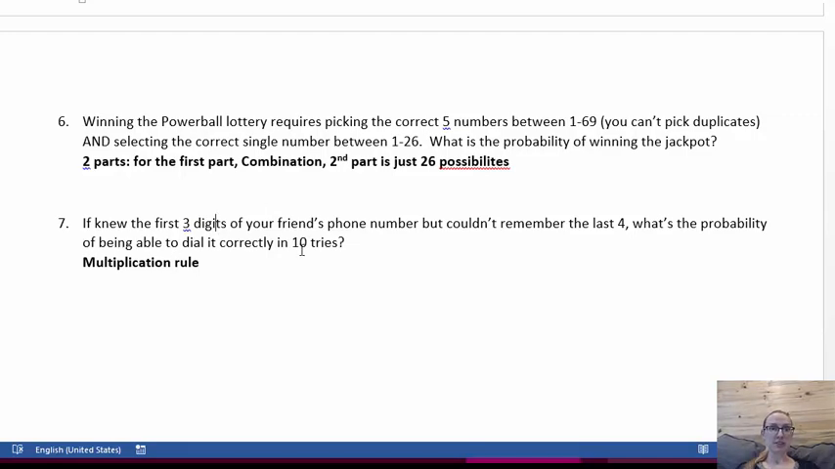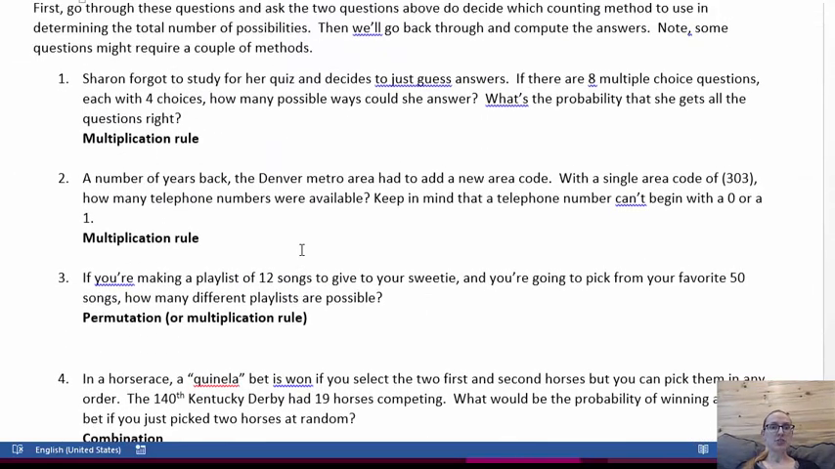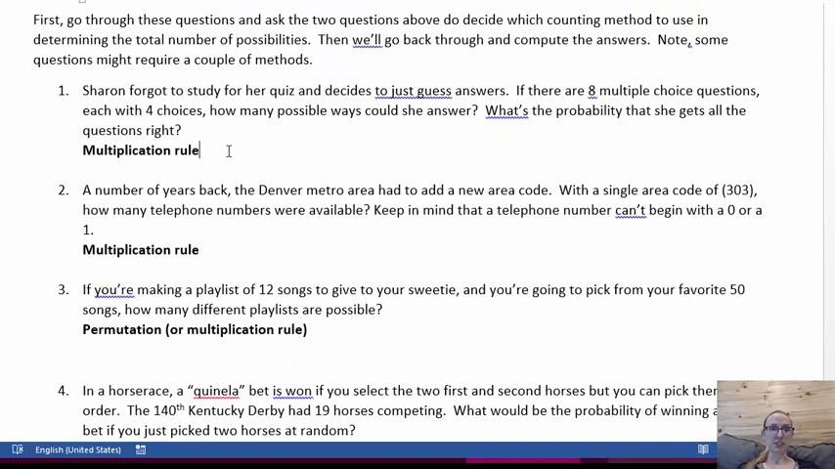So now that we've selected methods, let's do the multiplication rule ones first. For each of these multiplication rules, first write out, if I was going to write out my selections, how many selections are there? So how many little slots or blanks should I write out on my paper? For number 1, for example, she's answering 8 questions and needs to pick an answer for each one of those. So I would want 8 little slots to fill in.